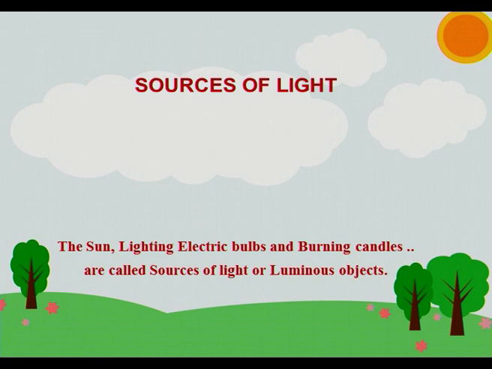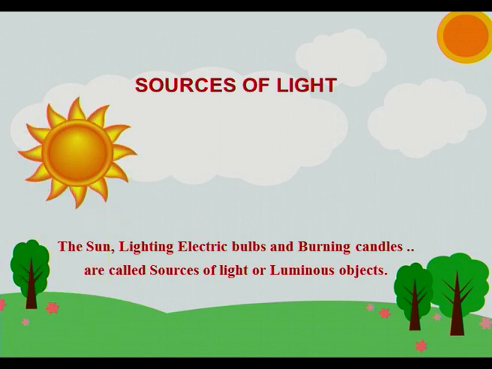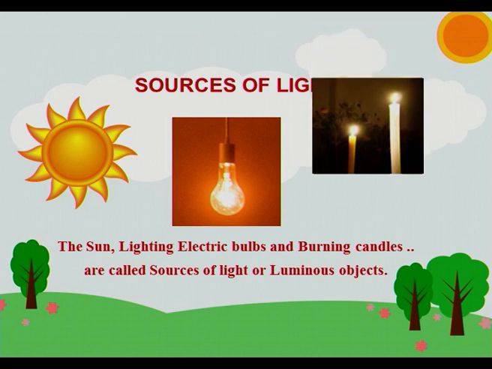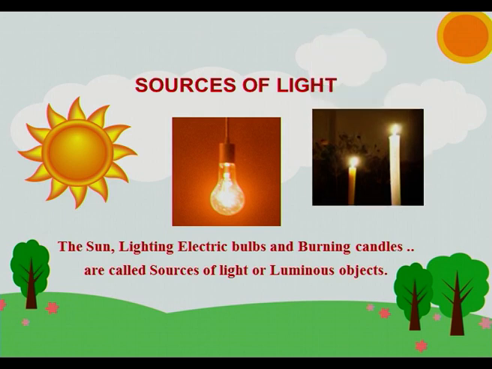The sources of light: the sun, the lighting electric bulb and burning candles, etc., are called sources of light or luminous objects.